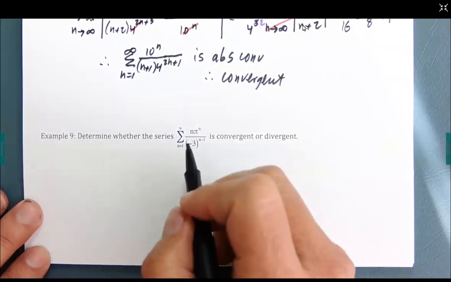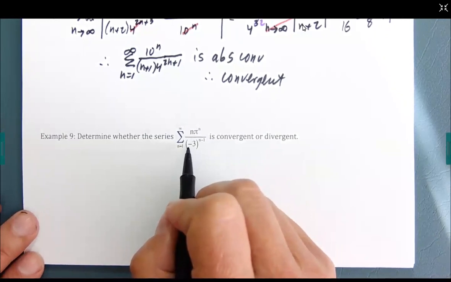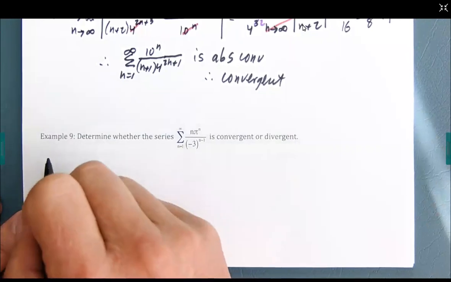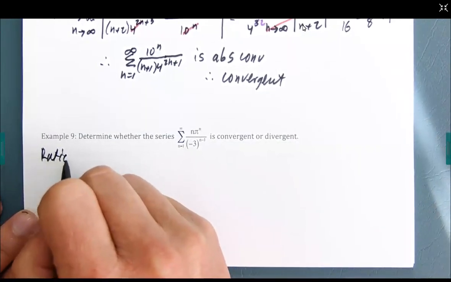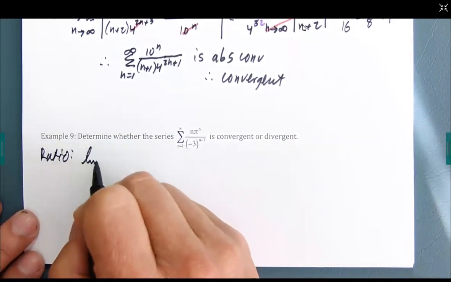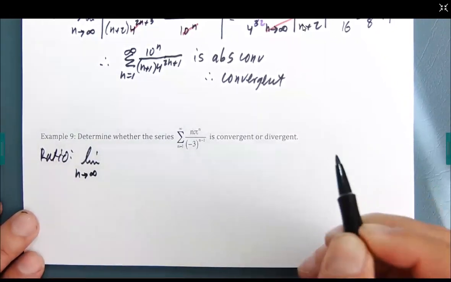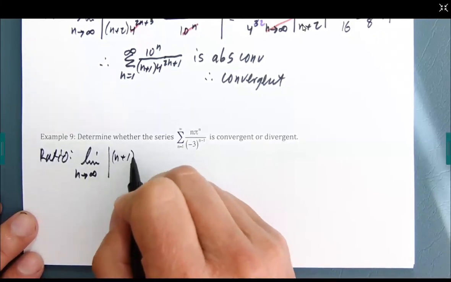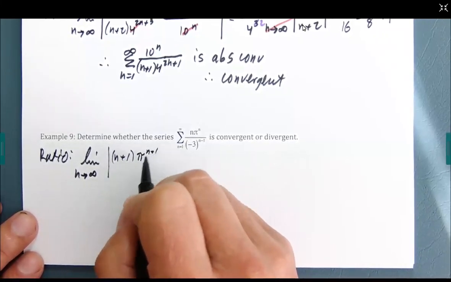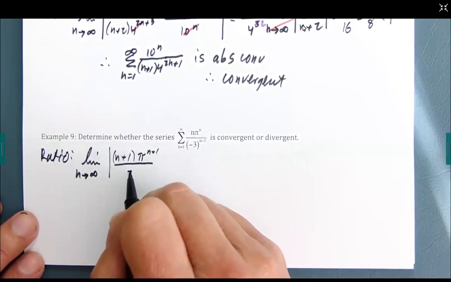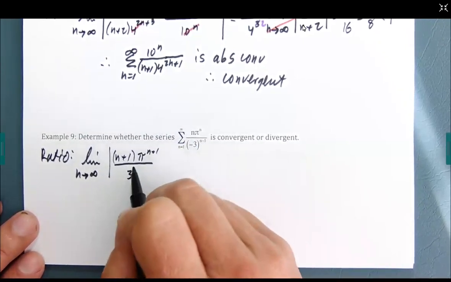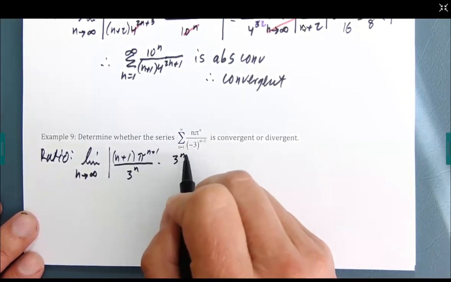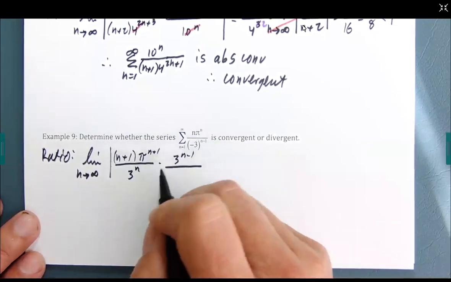Now, a couple of things we can do. Because it's absolute value, that negative goes away. Because when we're taking the absolute value, it doesn't matter. So let's do the ratio test again. The n plus 1 terms, that's going to be n plus 1, pi to the n plus 1 over 3. Now, n plus 1 minus 1 is just going to be 3 to the n times the reciprocal of this.